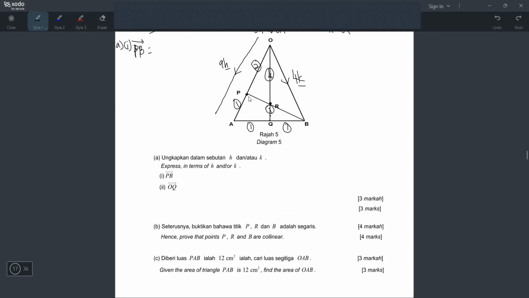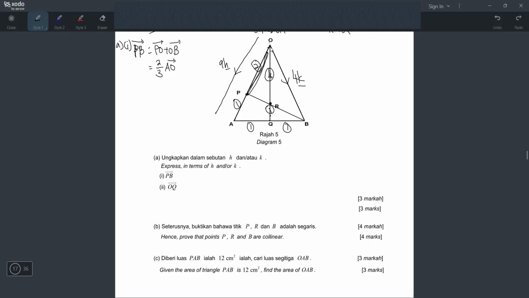So PB vector, let's see. PA plus AB. Or you can also do PO plus OB. If you do PA, AB also you get the same answer. So let's do PO plus OB. So vector PO would be what? It would be 2 over 3, because P to O is 2 over 3, right? So PO is a child of whom? PO is a child of AO. Do you agree? Not OA. P to O is a child of A to O.